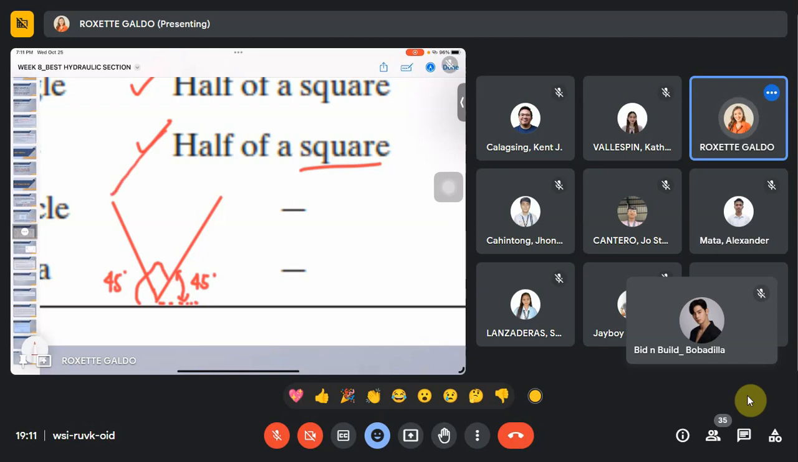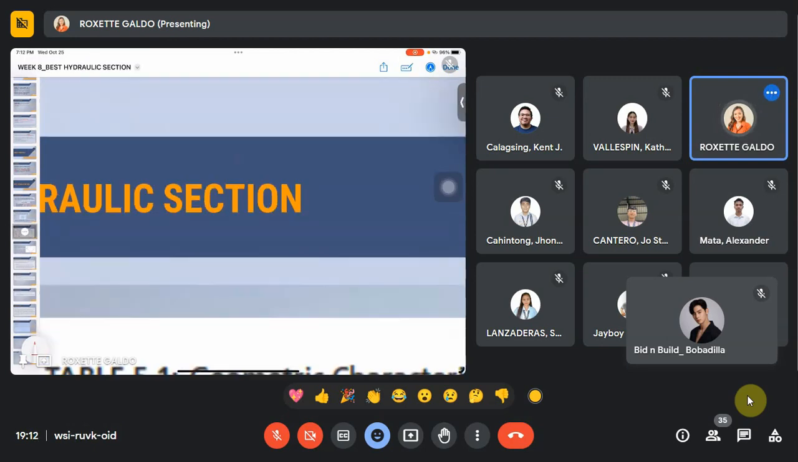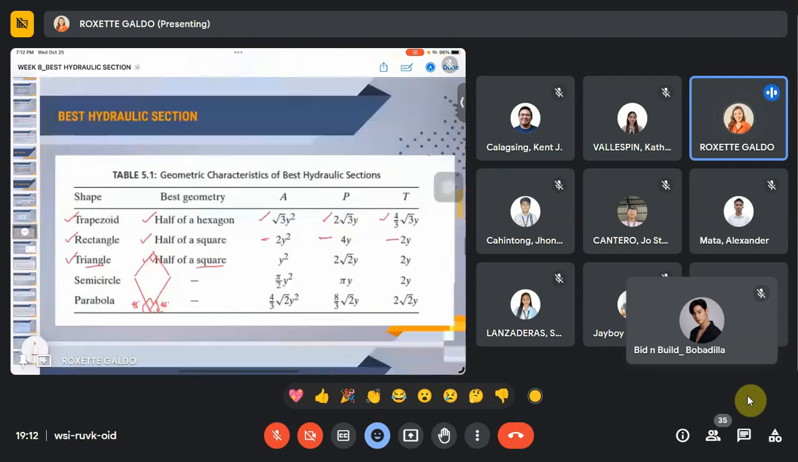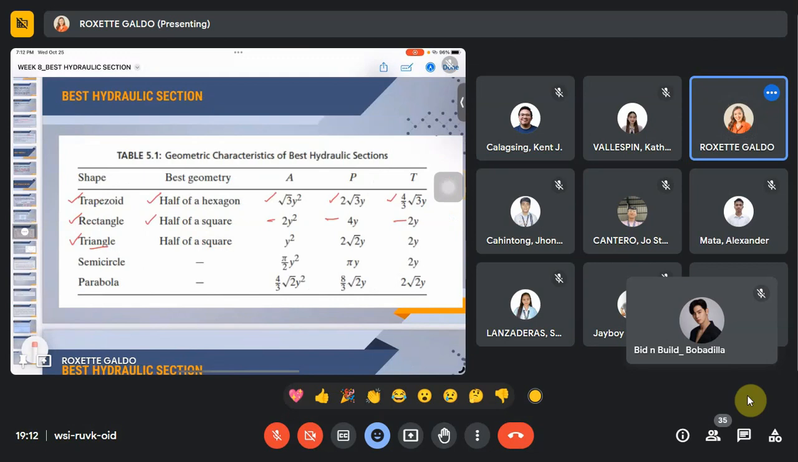So kung imo na siyang i-project to 90 pud na diha. So that means although you did have a triangle, if you're going to consider the angles, it is actually half a square. Okay. And the proportioning for the area, the wetted perimeter, and the total top width will be this one. Okay? And the semicircle and the parabola also. Okay? So ready-made na ni siya.